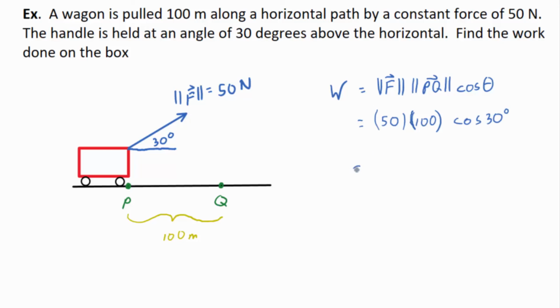Anybody remember what the cosine of 30 degrees is? Root 3 over 2. So that would be 50 times 50 out front. What's that? 2,500 root 3. And what units are we in? Newton meters or joules. You could put a big old J for joules.